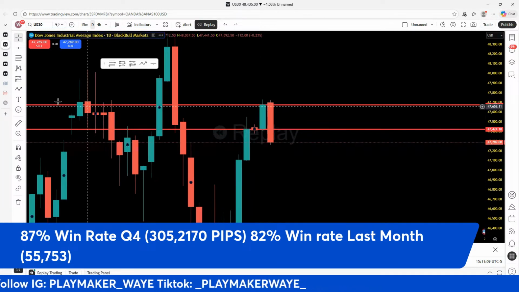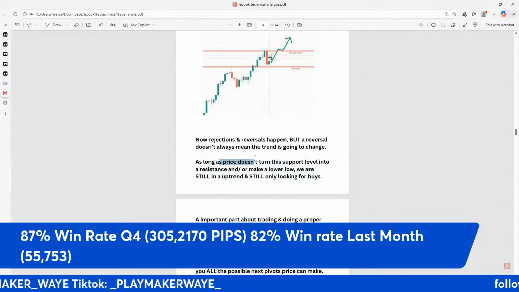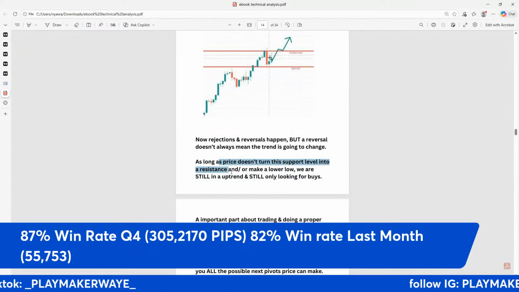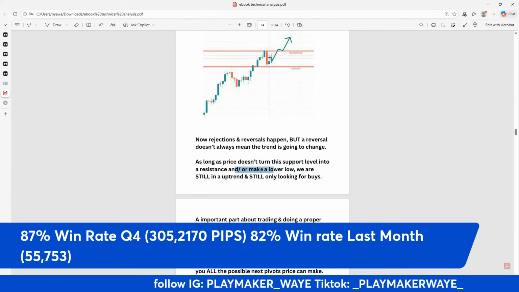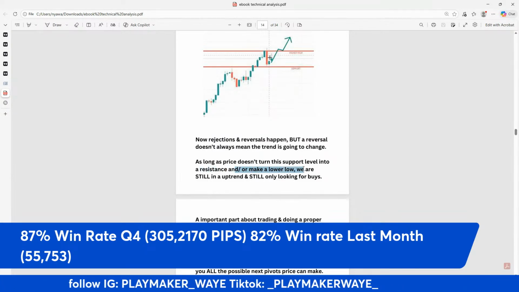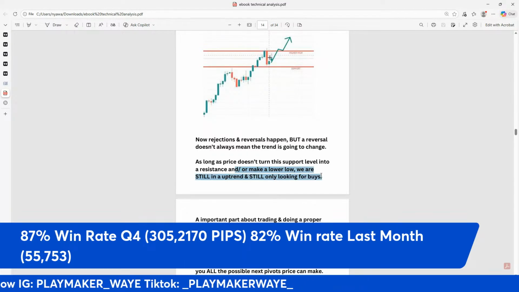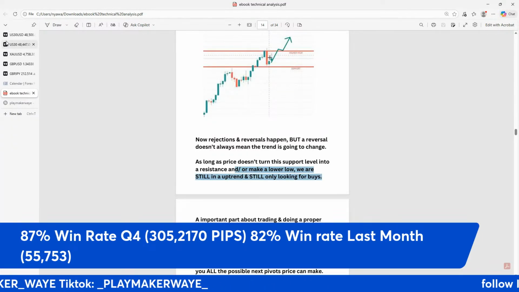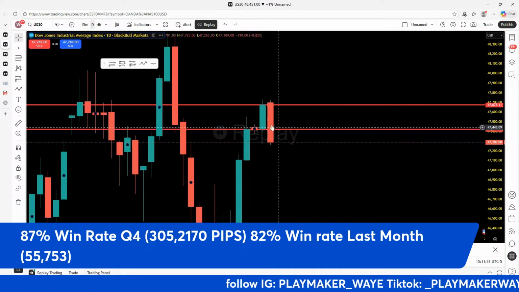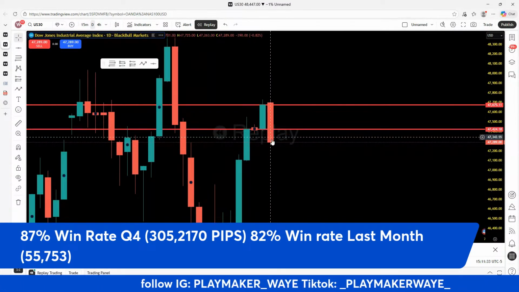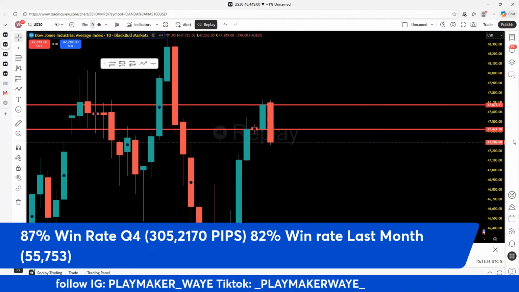So, like y'all said, we did not turn the support level into a resistance. So since we did not turn the support level into resistance, that means we did not make a lower low. So since we did not do either of those two things, we are still in an uptrend and still looking for buys. What y'all have to understand is that red does not mean sell, green does not mean buy. The internet tells you red is bearish, green is bullish, red is sellers, green is buyers, but that's not true.